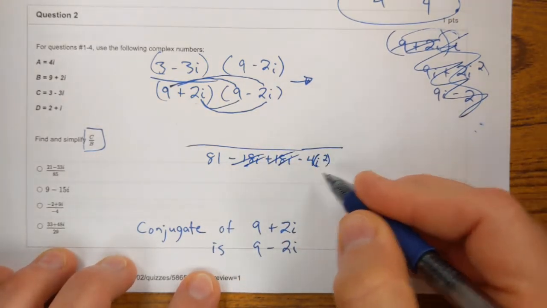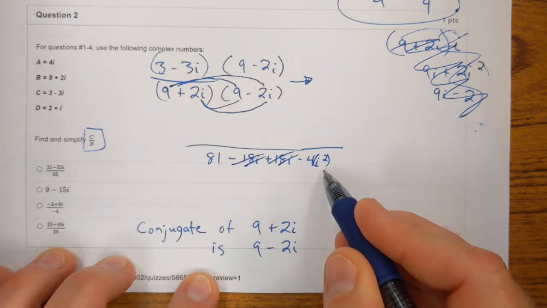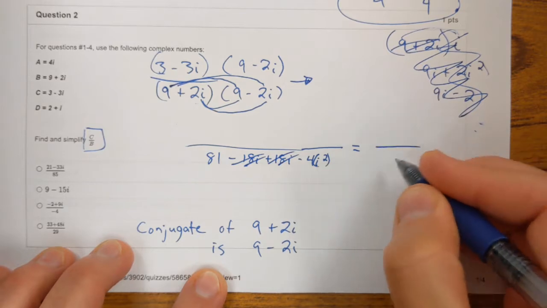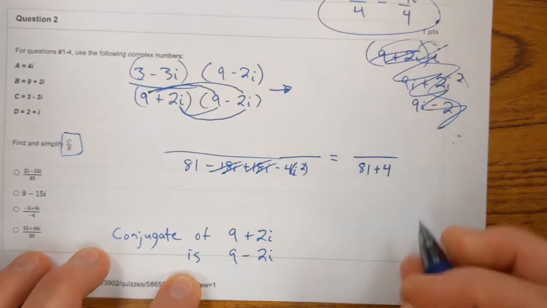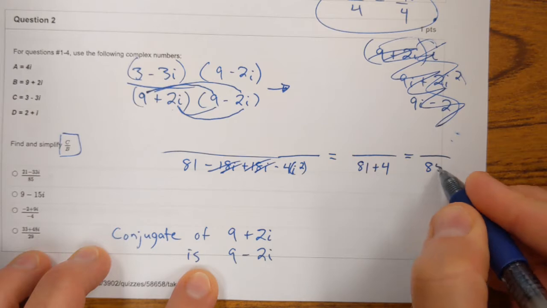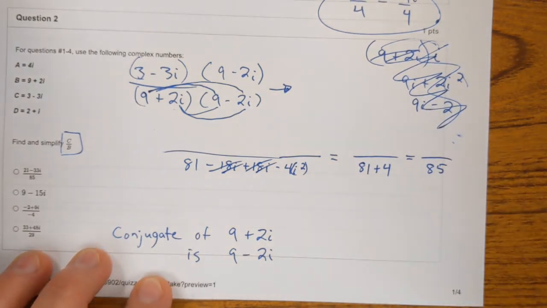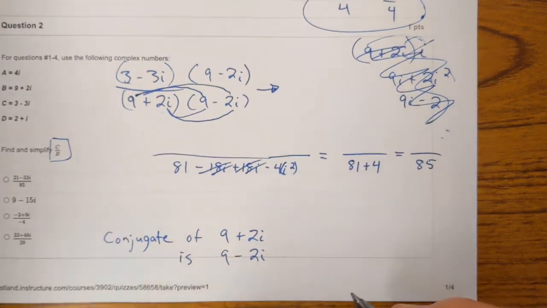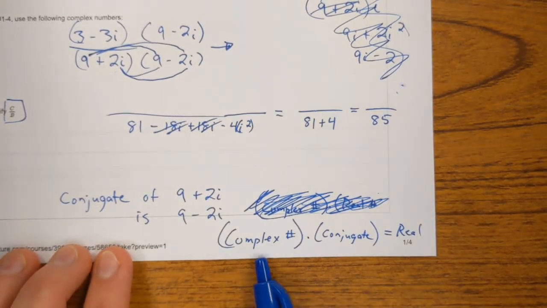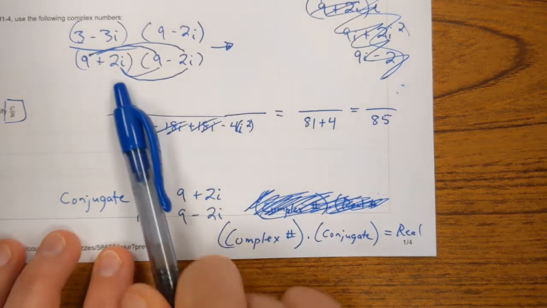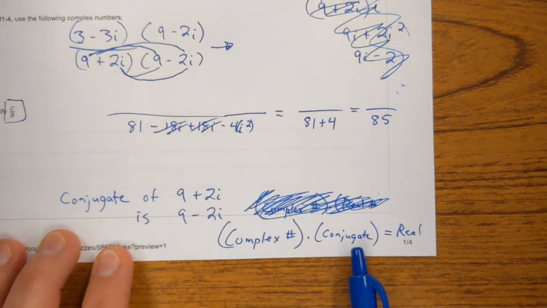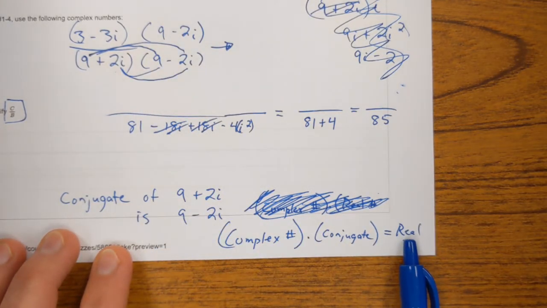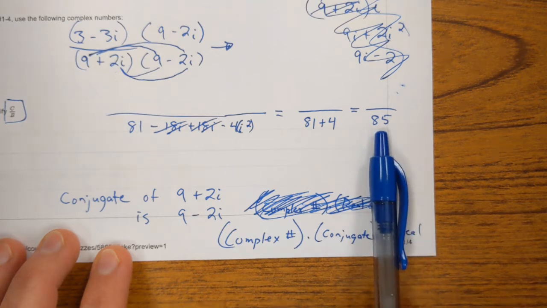And for the negative 4i squared, remember i squared is just negative 1, so this negative 4 times i squared actually becomes a positive 4. This will become 81 plus 4. And look, 81 plus 4 is just 85. And so here's the beauty of a conjugate. Let me write a little rule out here. Anytime you take a complex number, like 9 plus 2i, and you multiply it by its conjugate, 9 minus 2i, your answer is always going to be a real number, like 85.